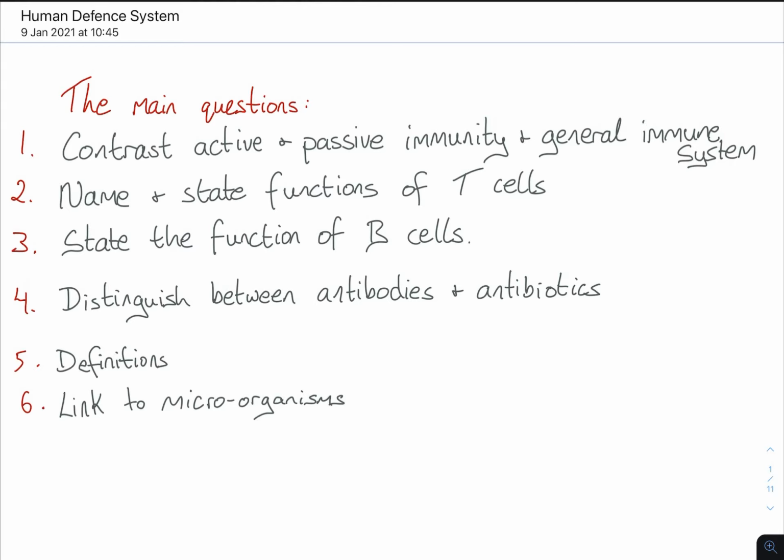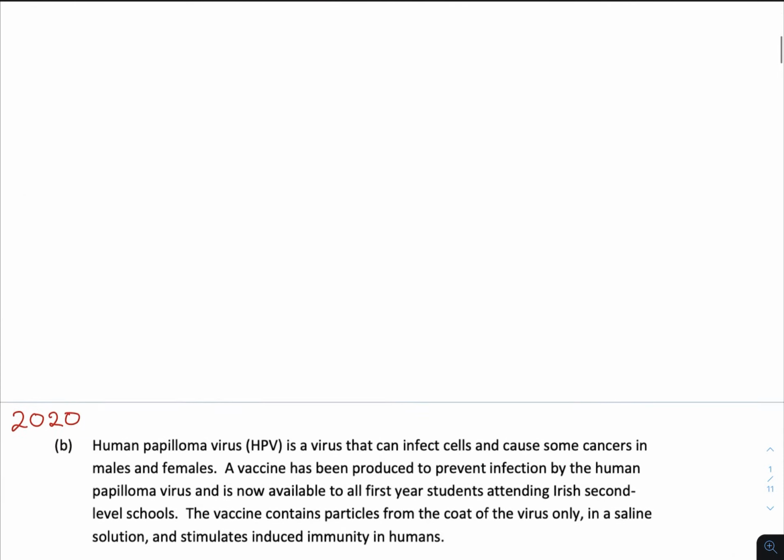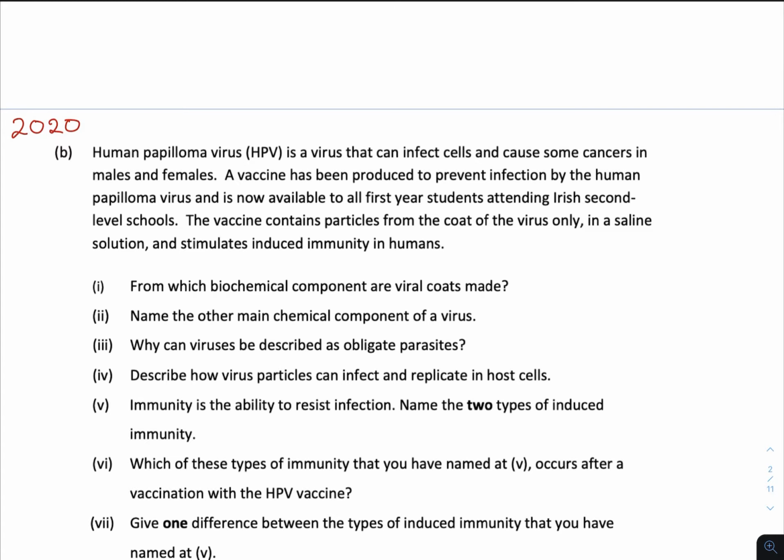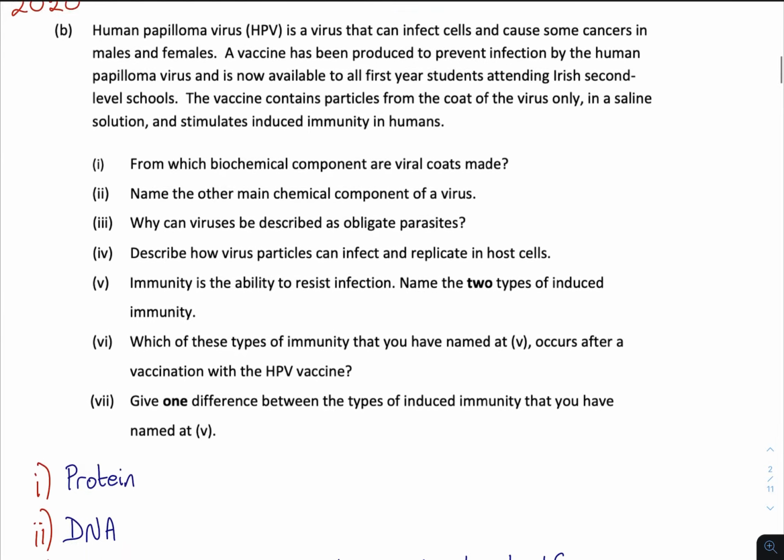So let's get started. 2020 is when it last came up, and so obviously last year, so there is no marking scheme as of yet for this, but we can answer most of it anyhow. So HPV, and it goes through all of that, a bit of text there, but I'm going to go straight to the questions. So for part I, from which biochemical component are viral coats made? They're made from proteins, everybody.